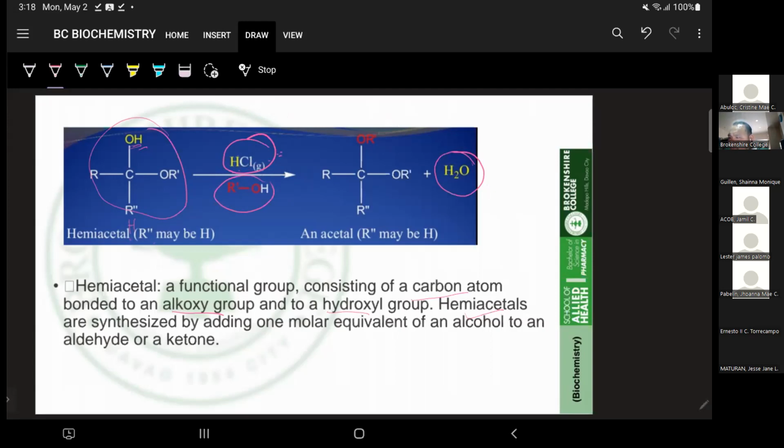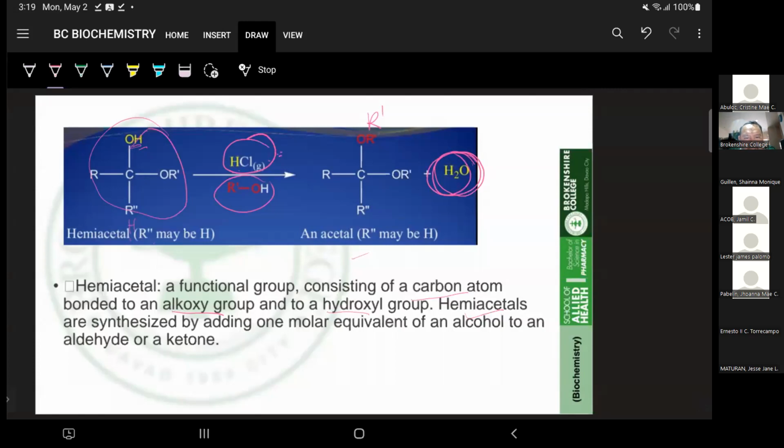So again, what happened when your hemiacetal was added with your alcohol is that particularly to that of your aldehyde or ketone. Okay, aldehyde or ketone. In this case, I think this is for the ketone, no? Ketone part, no? So again nga, yun na nga, no? Ang nangyari is that there will be replacement of H. There will be a replacement of H of another R group, and then H2O is the other product. So an acetal. So with that, what is the purpose of this? No?